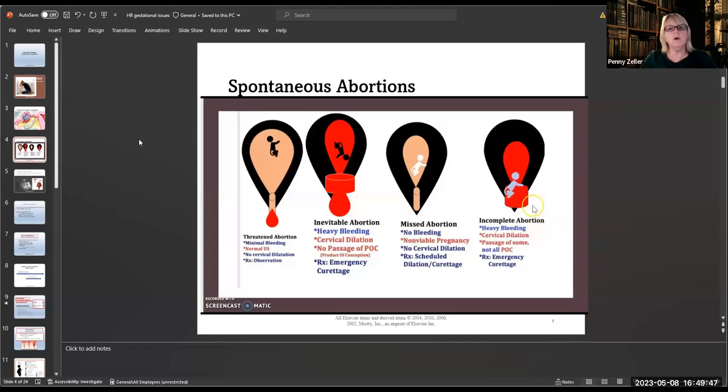Some other things that could go on is a spontaneous abortion during that first trimester. If you have a diabetic and she's not under control with her glucose, she might just spontaneously abort that baby. So there are different kinds of spontaneous abortions. It depends where they are in the process.